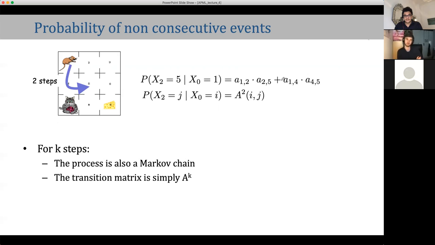And that's this probability here, 1 to 4 times 4 to 5. Or I go from room 1 to room 2, A1,2, and then from room 2 to room 5, A2,5. Okay? So you see here, we just combine, in fact, to go from one state to the next one.